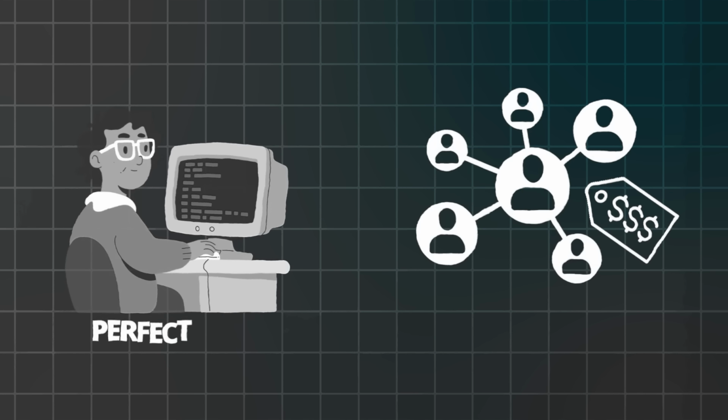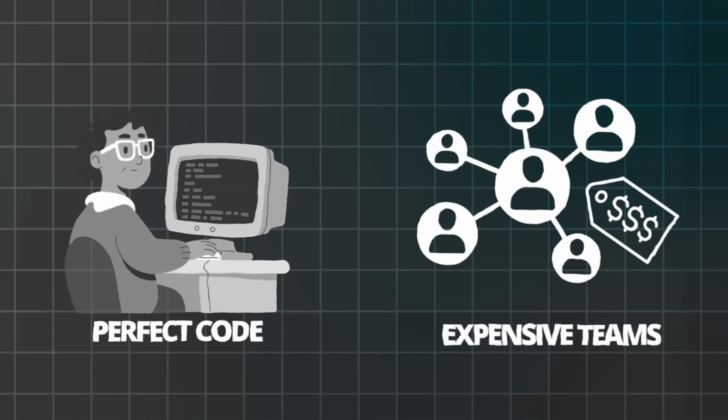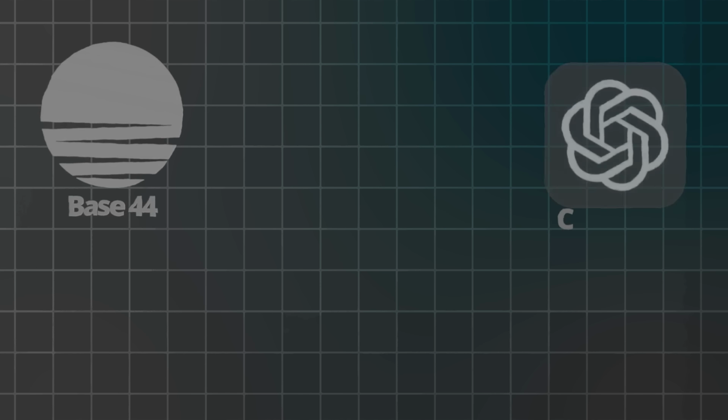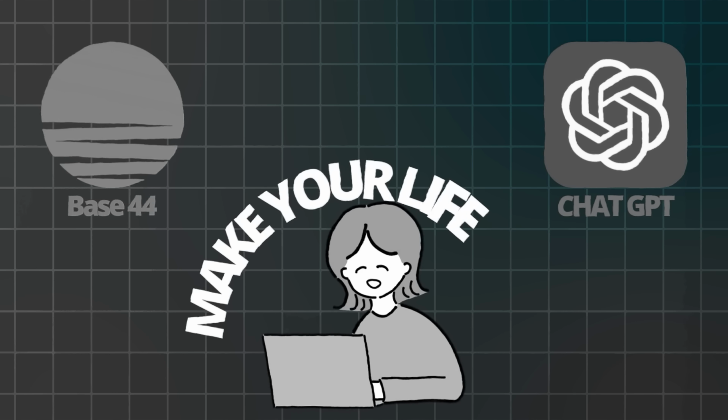You don't need perfect code or expensive teams to create something useful. Just a clear plan, the right templates, and repeatable tests. Stop waiting for perfect. Your app empire starts with a single, well-planned app today. Start building, test with real users, and iterate. You've got this, and base44 plus ChatGPT will make it so much easier.